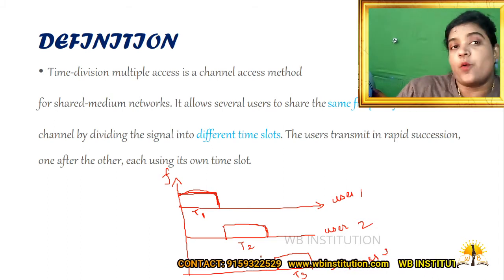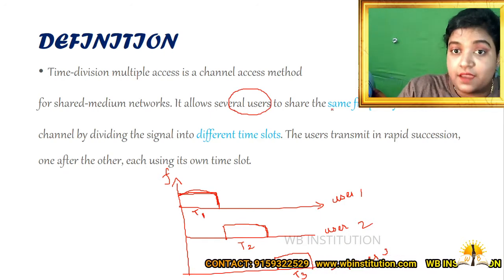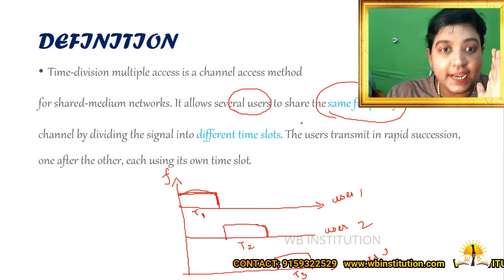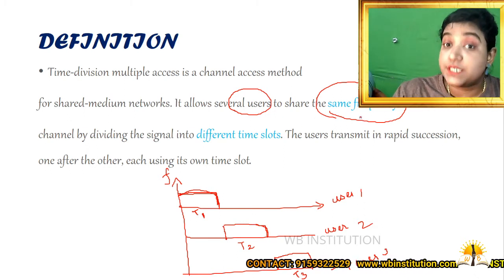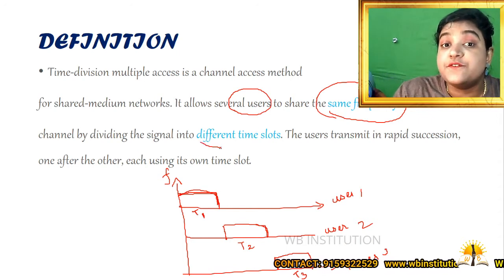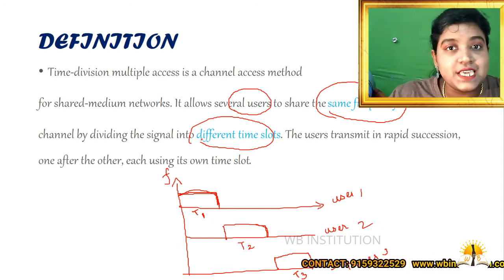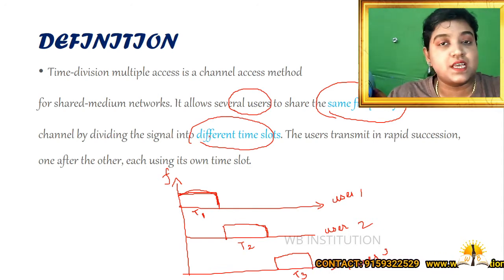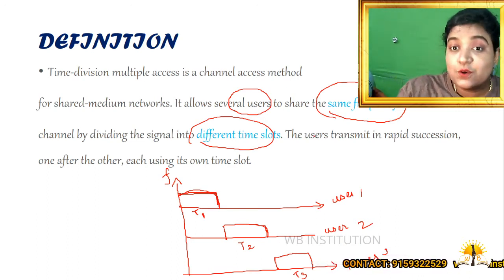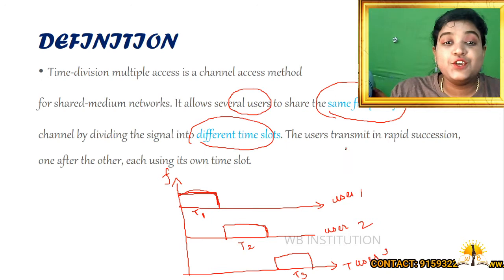So if you consider the definition, it allows several users to share the same frequency. That is very important. It allows several users to share the same frequency channel by dividing the signal into different time slots. The same set of frequencies is given to different users, but it is divided by different time slots. Got it? Yes. The users transmit in rapid succession, one after the other, each using its own time slot.